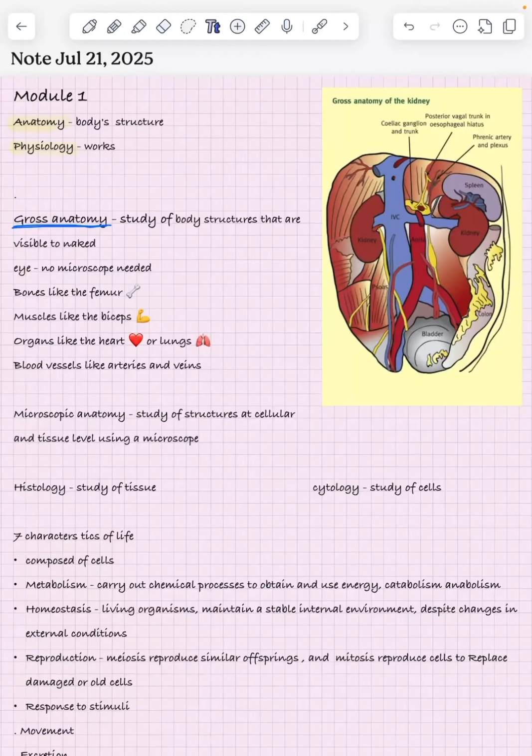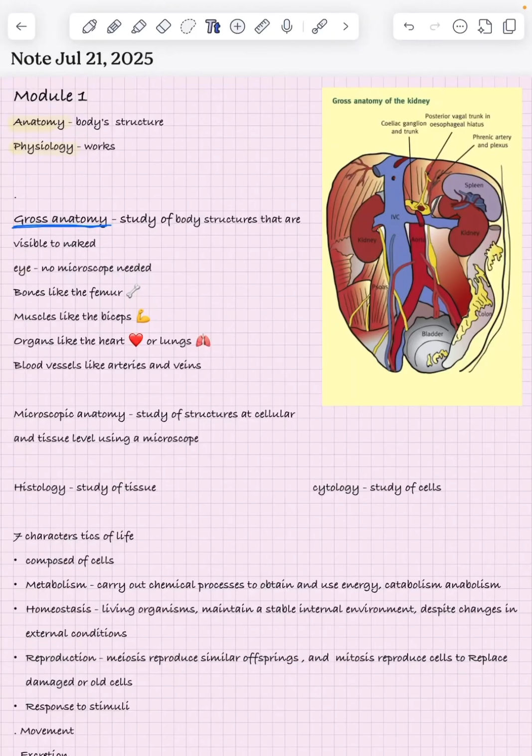We have types of anatomy. First is gross anatomy. It's the study of body structures that are visible to us through the naked eye. For example, your organs, your muscles, your bones, and your blood vessels. Next is microscopic anatomy. It's the study of structures at the cellular and tissue level using a microscope. On a side note, the study of tissue is called histology and the study of cells is called cytology.